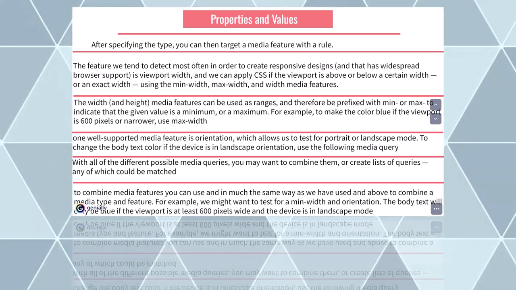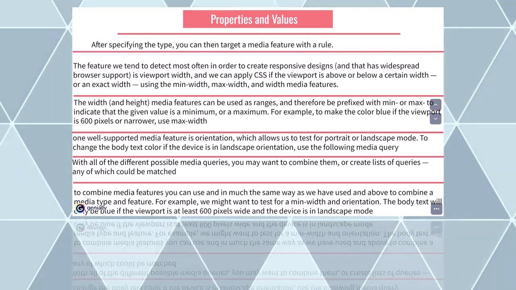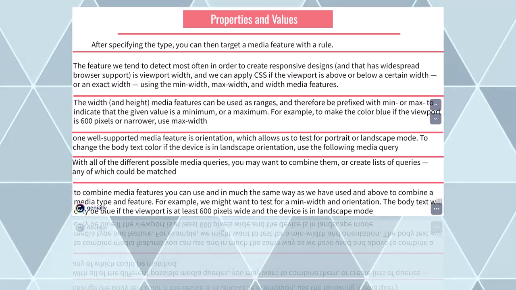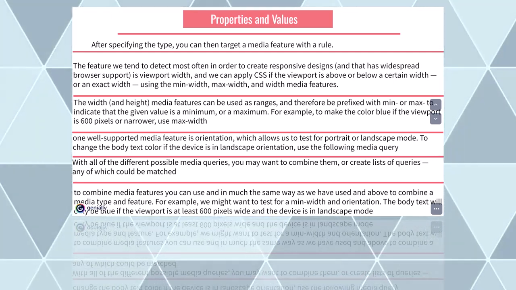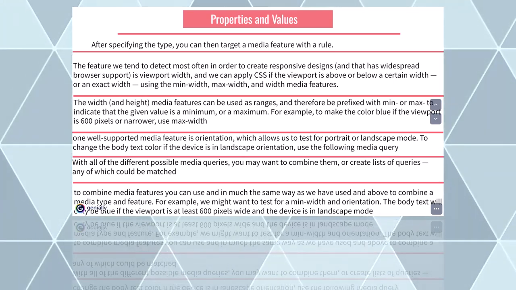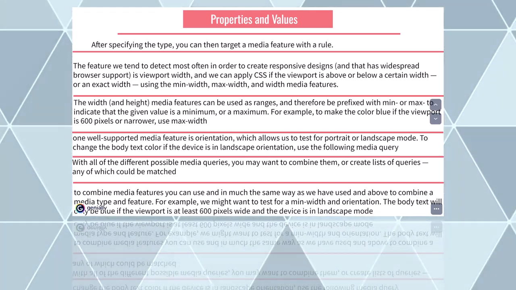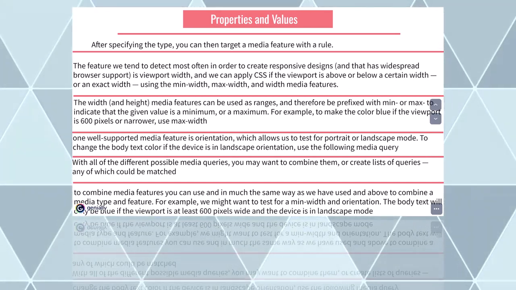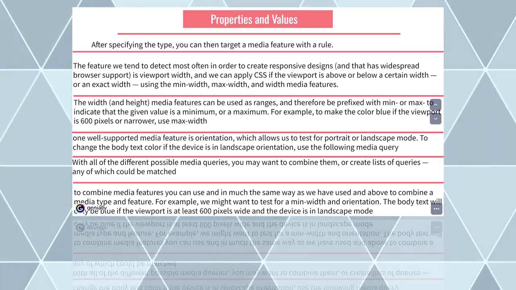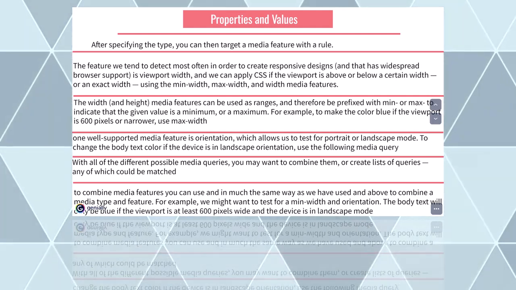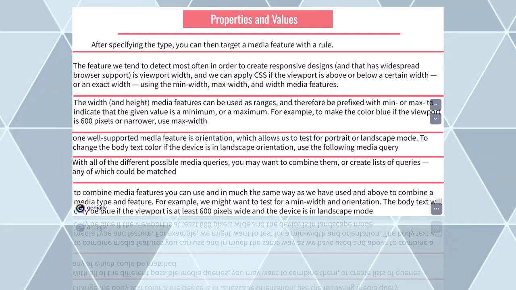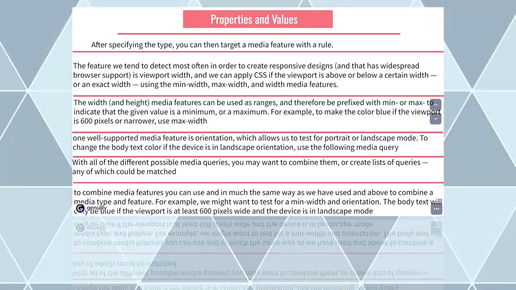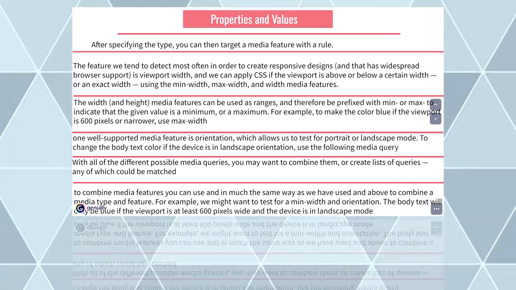So to combine media features, you can use and in much the same way as we have used it in the example that I was showing you guys, to combine a media type and feature. For example, we might want to test for a min width and orientation. The body text will be blue if the viewport is at least 600 pixels wide and the device is in landscape mode. Are we all on the same page?